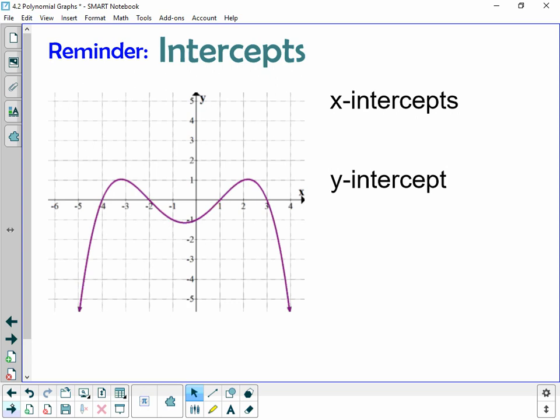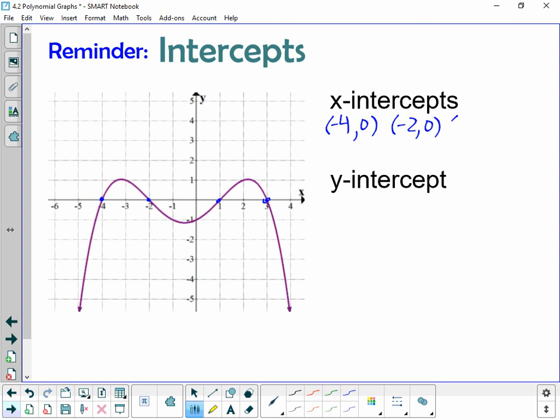So also wanted to just remind you about intercepts. I'm sure if you're looking at this function, you can immediately tell me what the x and y intercepts are. The x-intercepts, and this function has 4 of them. Sometimes we'll see quite a few of those x-intercepts. (-4, 0), (-2, 0), (1, 0), and (3, 0). Make sure you're listing the entire point for the intercepts. And the y-intercept of this function is here at (0, -1).